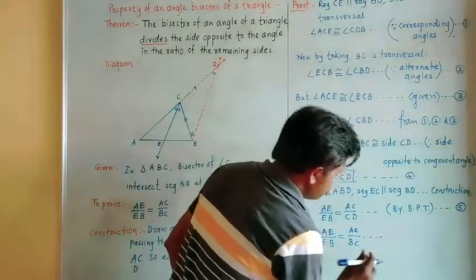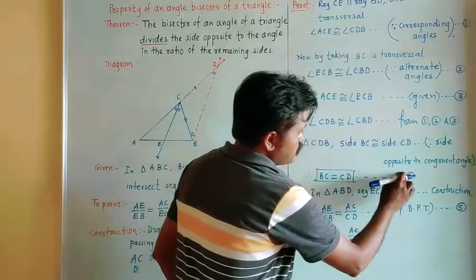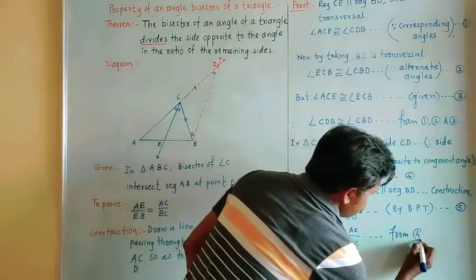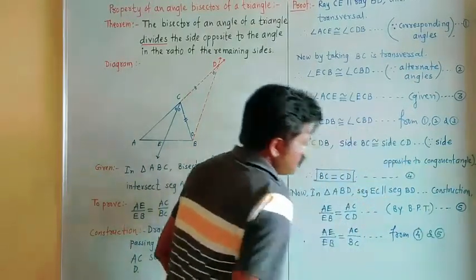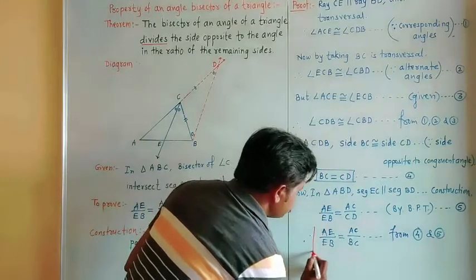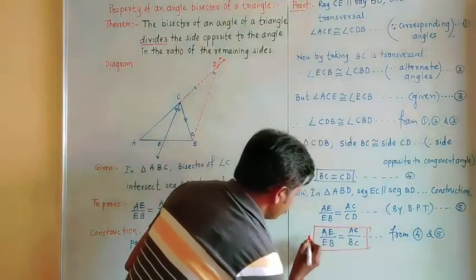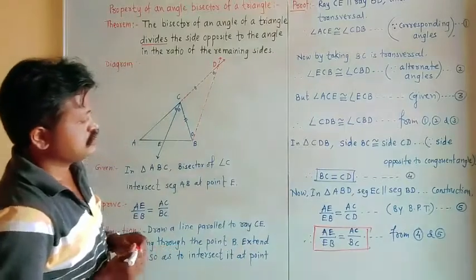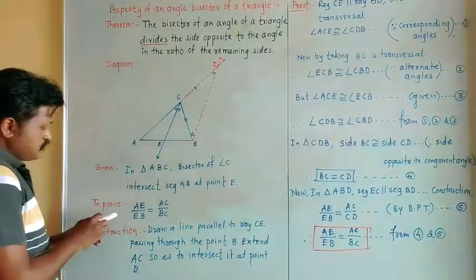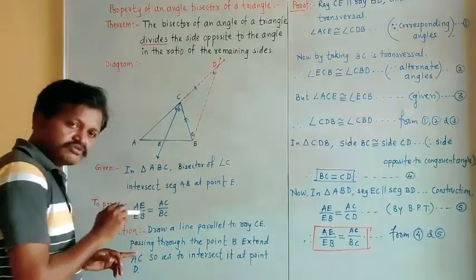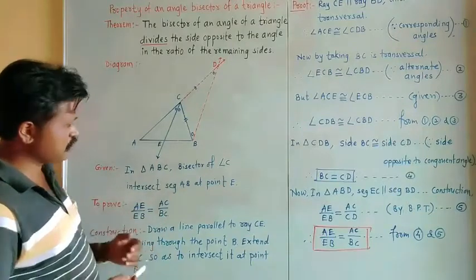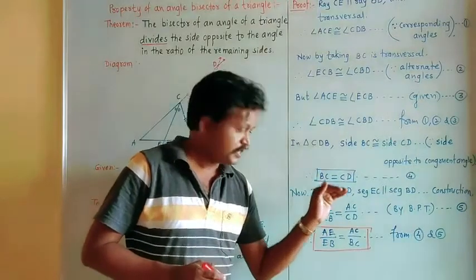So what is the reason for this? The statement we get from statement number 4 and statement number 5. So write here, from 4 and 5. So our theorem is proved here. Look here: AE upon EB is equal to AC upon BC. That is the two proof part we prove here. And hence our theorem is proved.